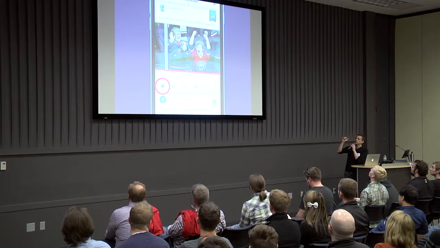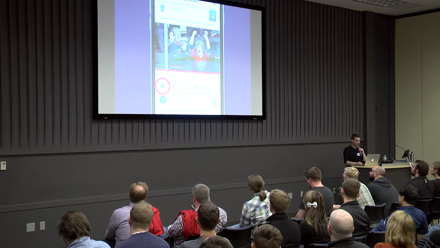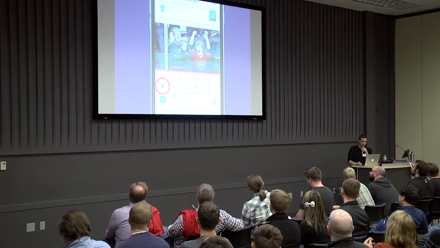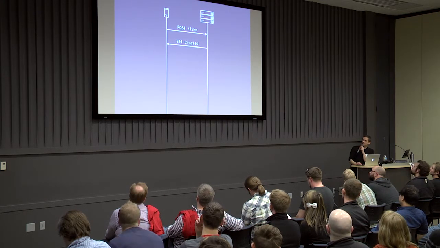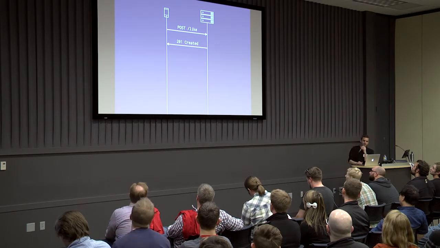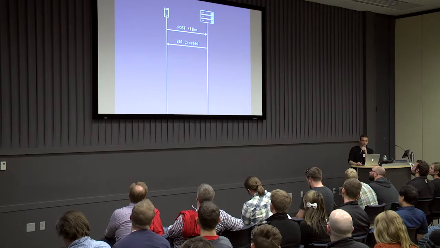So you obviously love this photo of these really enthusiastic kids, and you're going to thumbs up this photo. When you do that, a really basic example of how this might look on the app is to post a like to the server and then receive a 201 created response after the like has been received and registered by the server.